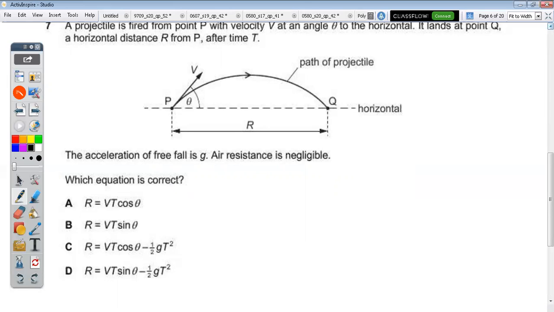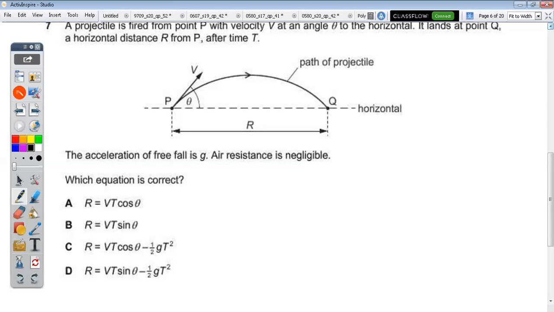V is what? V is the velocity. T is the time. So if you want to calculate the horizontal range, what do you get? How do you get range? Does range have anything to do with the vertical component of velocity? No. It's only to do with the horizontal. Yes. What's the correct answer?